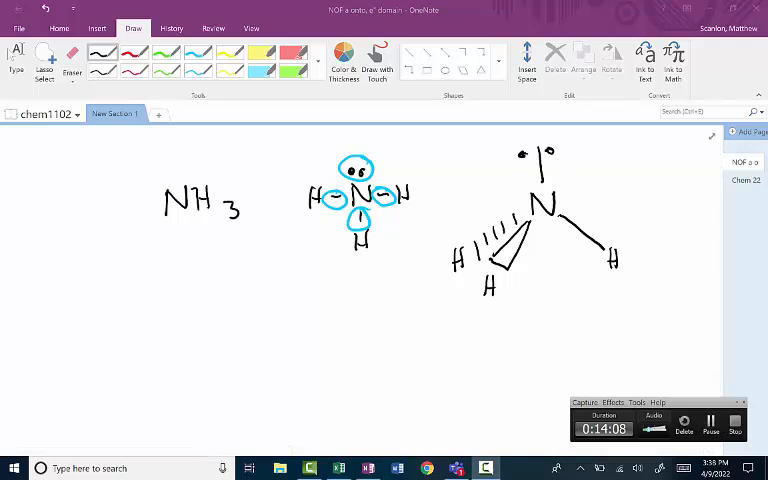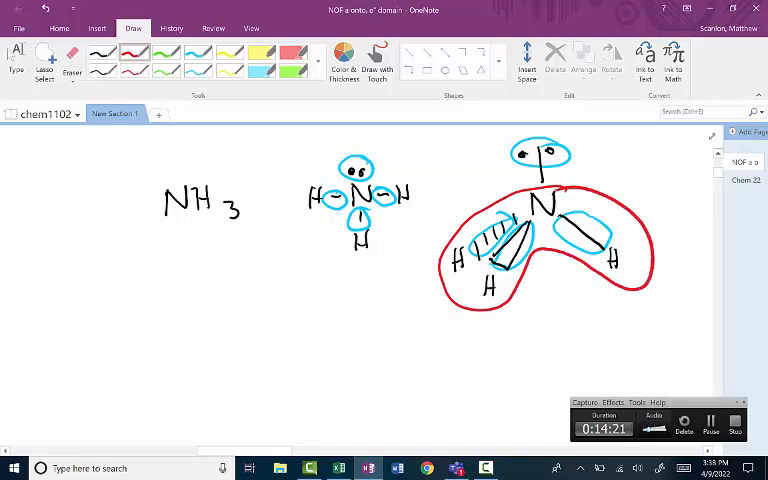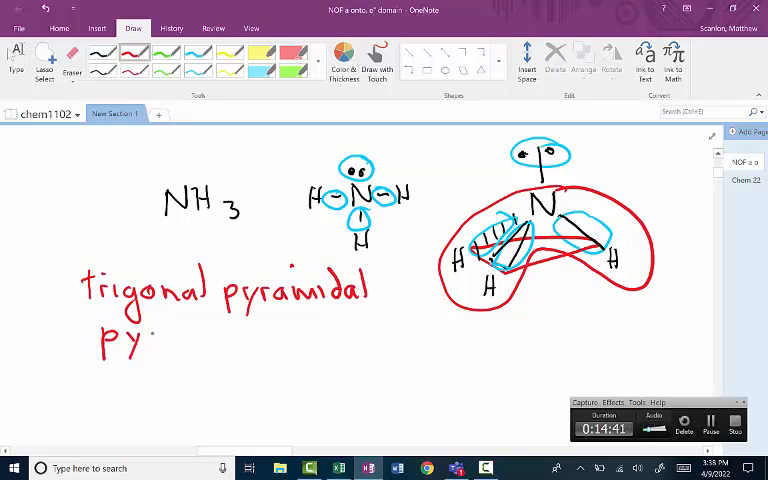So this is in 4 groups, so it's in the tetrahedral domain. There they are, 1, 2, 3, 4. But the shape is determined by this part. And this is called trigonal because it looks like a triangle down here. Trigonal pyramidal. Or sometimes pyramidal. You'll see it both ways. I'll accept either on my exams. Okay? And so this one has 4 electron groups and an extra electron pair.